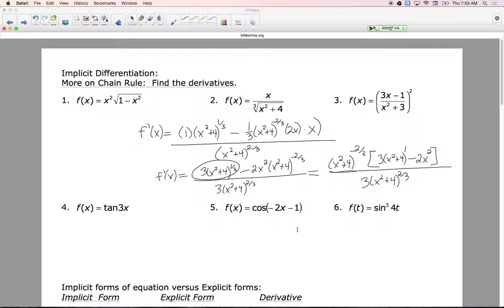Now, what can I do? Move this to the basement, so that's going to be over 3 times x squared plus 4 to the 4/3. And then here, this will be 3x squared plus 12 minus 2x squared, which is x squared plus 12. Any questions?